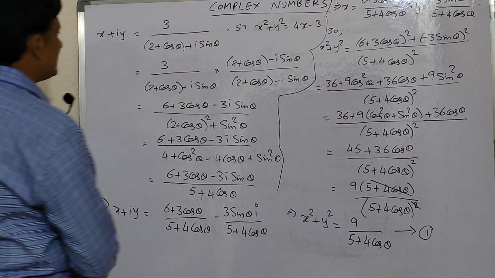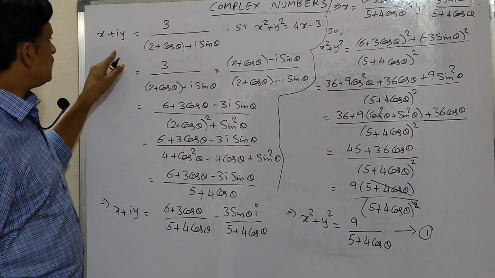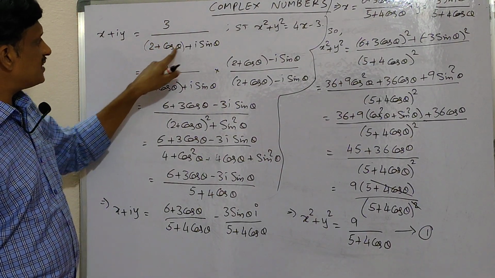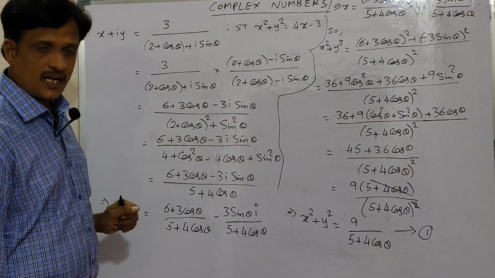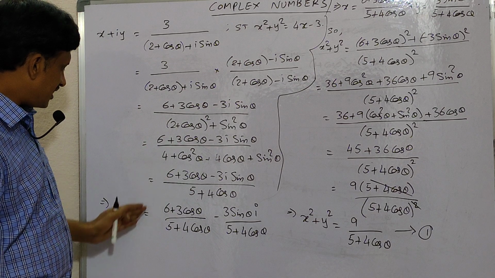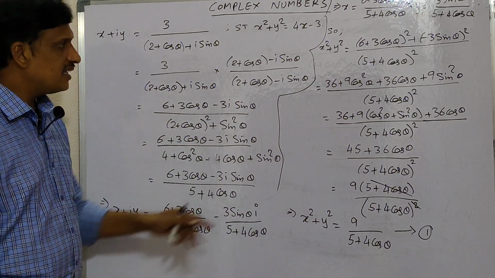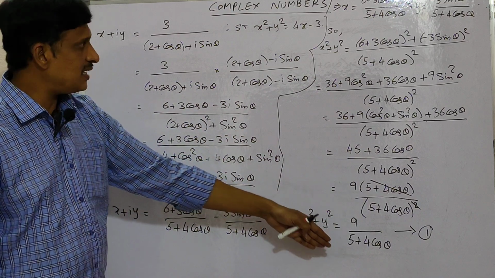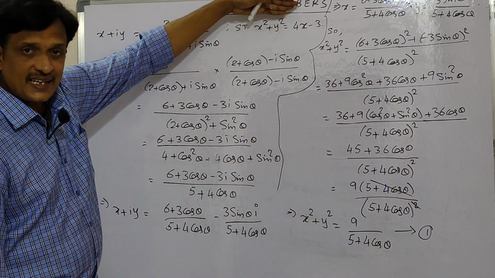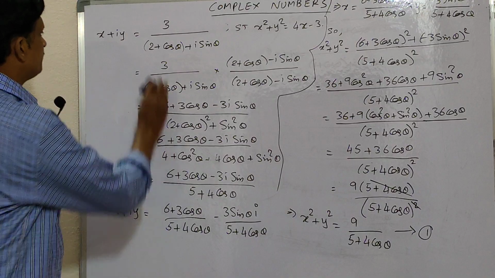So consider this RHS part. Again observe the problem. x plus iy is given by 3 by (2 plus cos theta plus i sin theta). Now just multiply and divide with its conjugate complex number. After the simplification you are getting the values of x and y. Calculate LHS, that is x square plus y square. We got equation number 1. Now I am going to calculate this RHS, that is 4x minus 3.